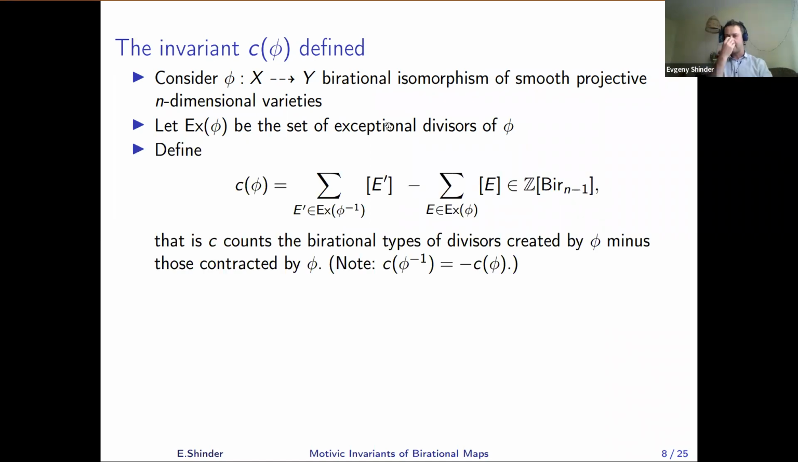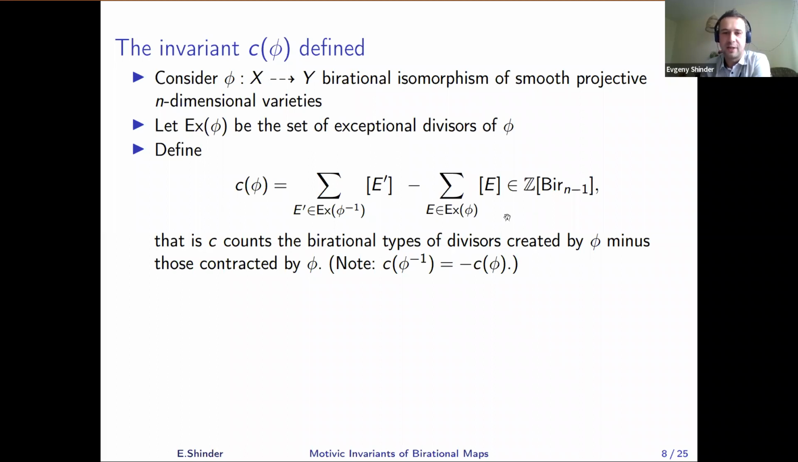So here is the definition of the invariant. You have a birational map, and you look at those divisors which are contracted by phi, so in the right-hand side, and which are created by phi, so these are on the left. And we take the combination not in any Picard group or class group, but as birational types. So we record the birational types of these, and we put them into the free abelian group on birational types.